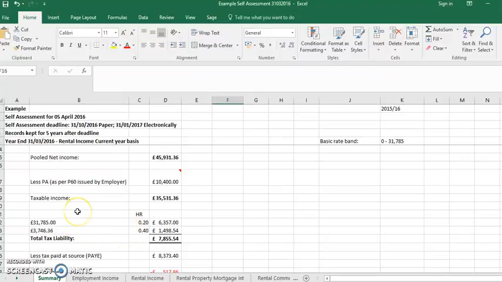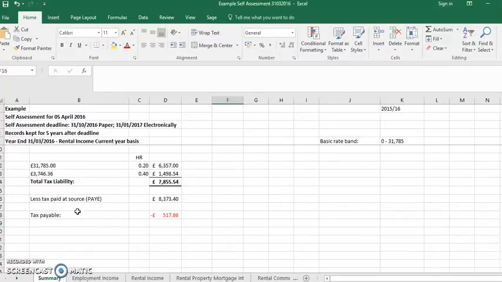Much to our client's delight, he already had tax paid at source of £8,373.40. So this actually put him into a refund position, with tax repayable to him of £517.86. Due to this repayment situation, this client won't have any tax to pay on the 31st of January 2017, nor will he have any payments on account until he is assessed in the following year, and depending on the calculation there, he may have to pay payments on account.